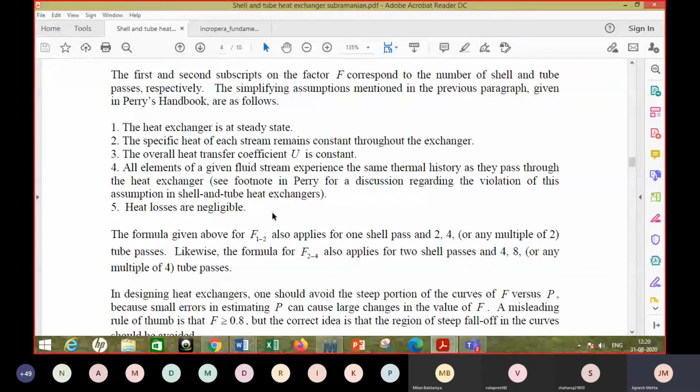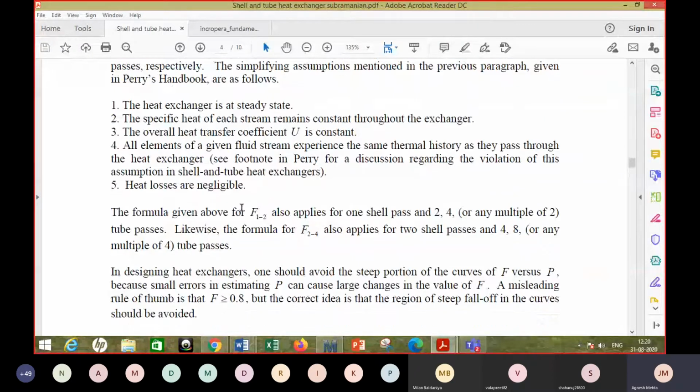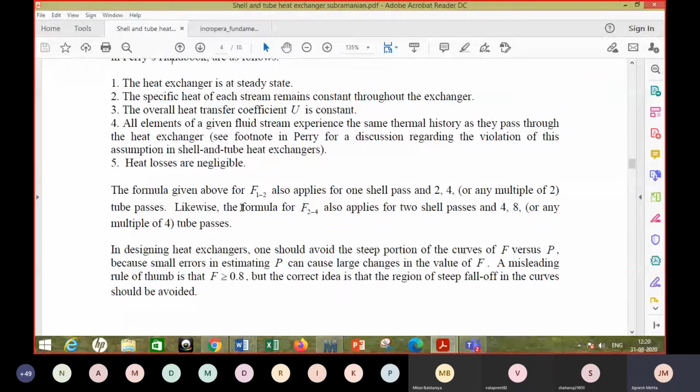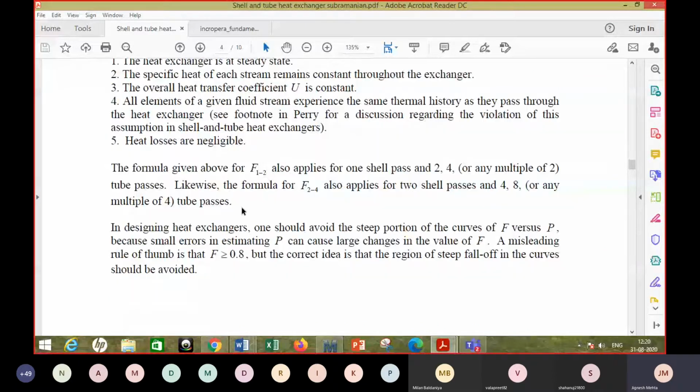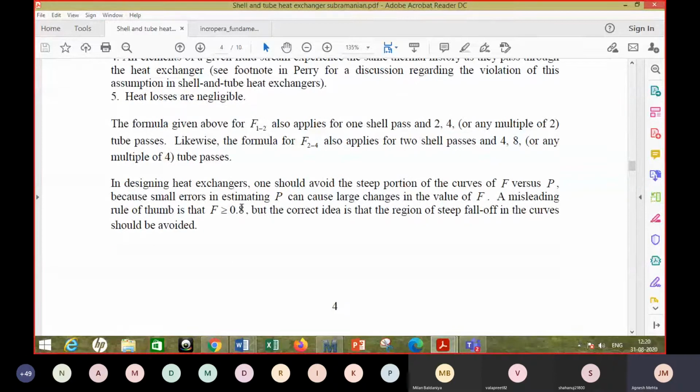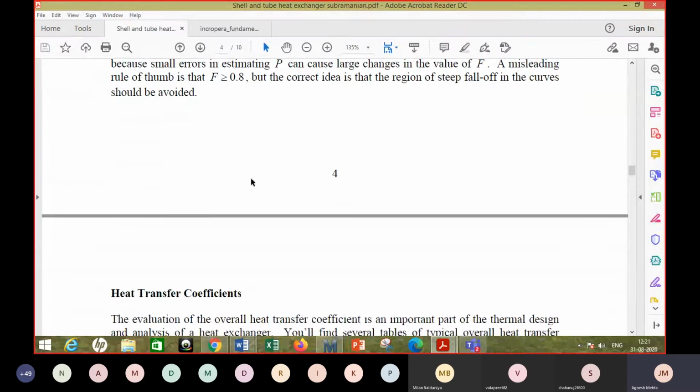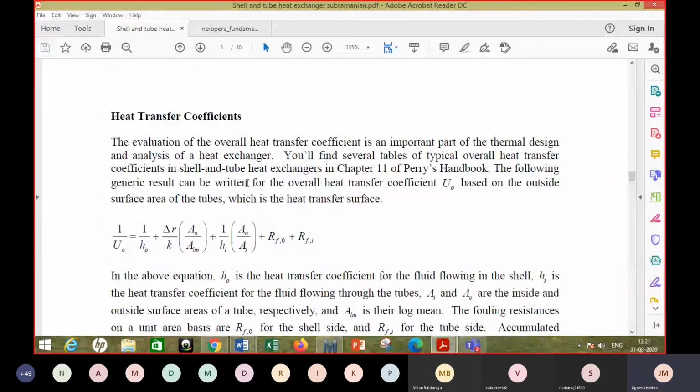Unless you want to cool a hot fluid which is on the shell side. In that case, you may not insulate the shell and may allow heat loss to the ambient also. But in most analyses, you have to assume that the two fluids are exchanging heat, and that's the only heat exchange taking place in the heat exchanger. Okay, so now there are graphs shown.